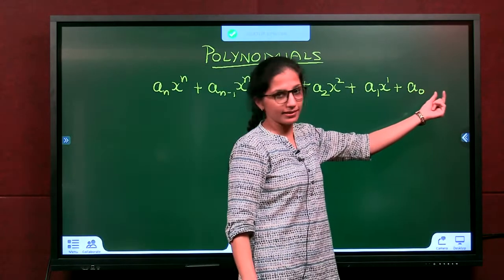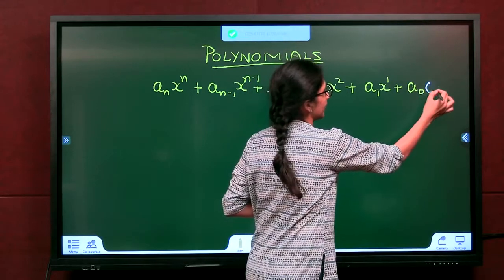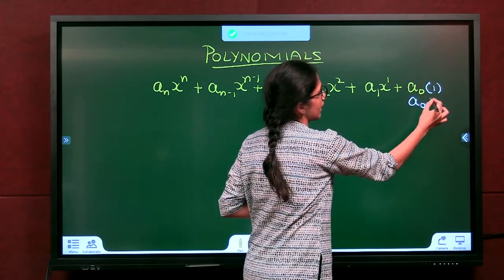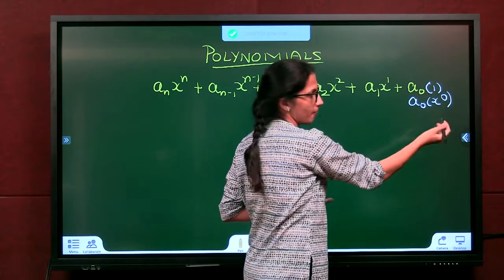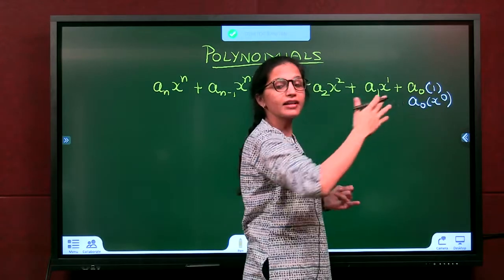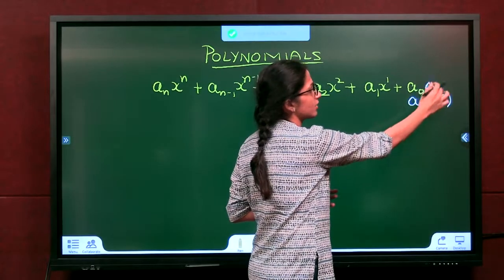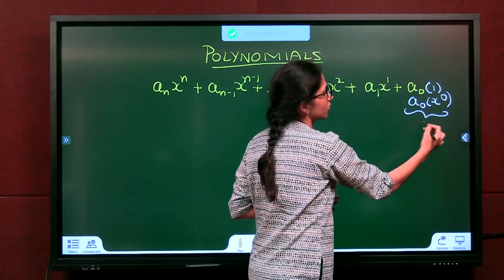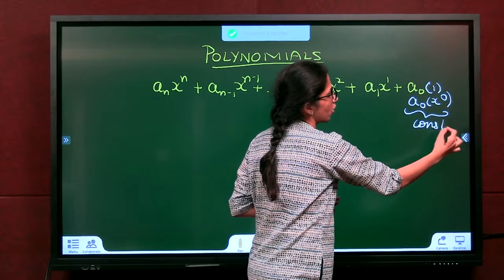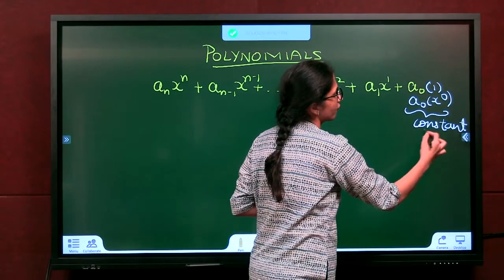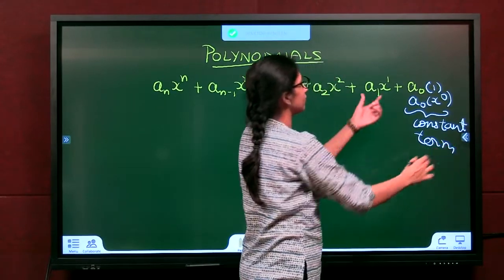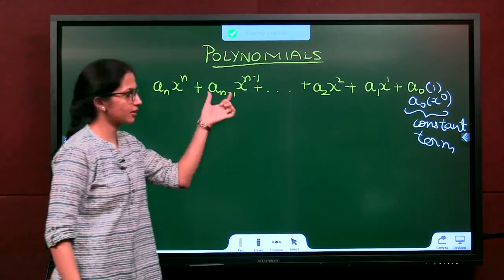Here there is no x. Why? Can I write this as 1? Yes. So it's a0 into x power 0. X power 0 is nothing but 1. Anything raised to the power of 0 is 1 due to the law of exponents. Because x is missing here, this is called a constant term or a term independent of x. Each of these are called terms.